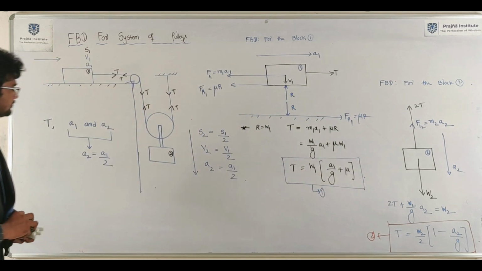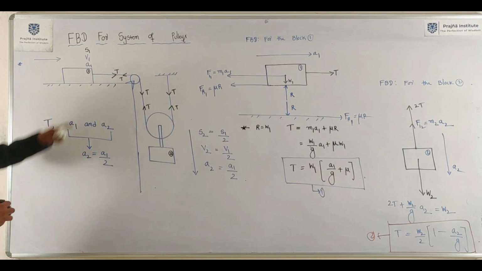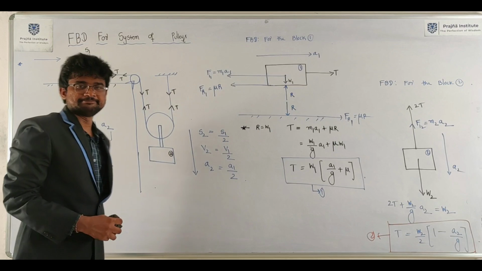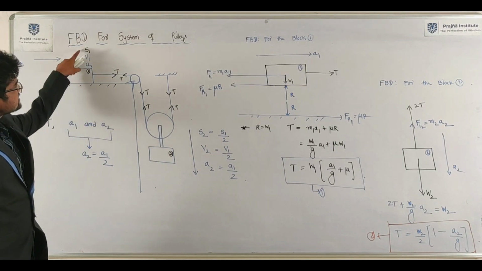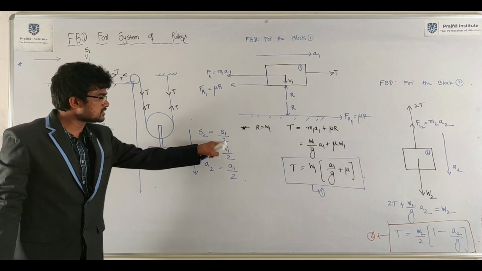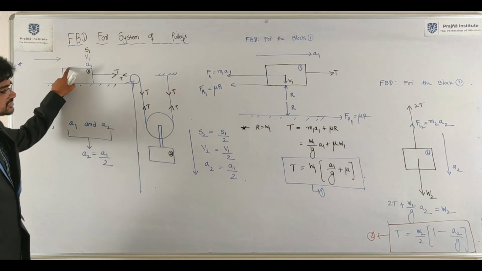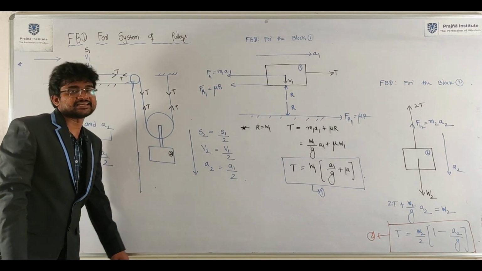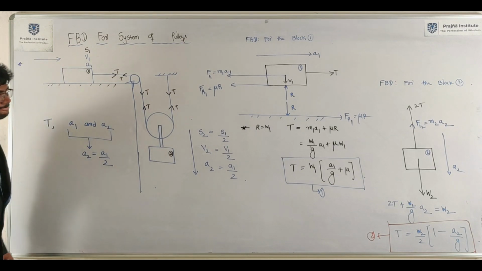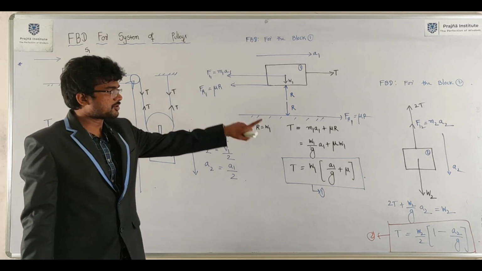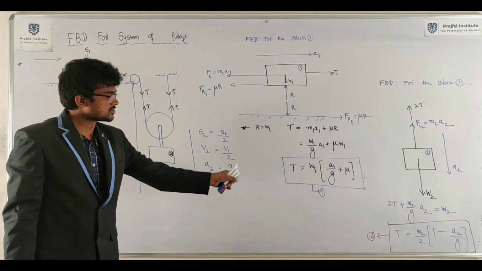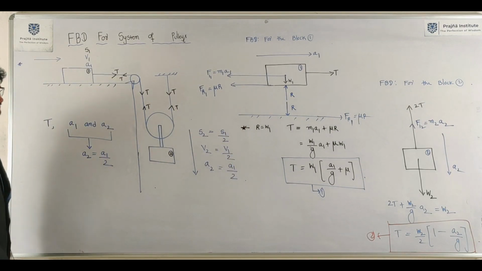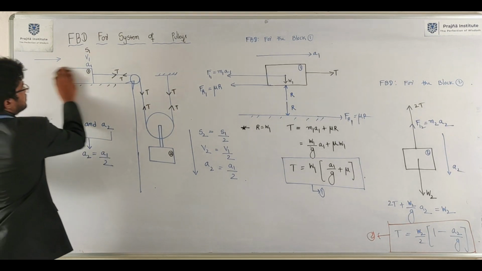Right, up to here. This point is very interesting actually. The distance moved by block 1 is S1, the distance moved by block 2 is S1 by 2. The relationship between the accelerations a1 and a2: draw free body diagram for two blocks, apply equilibrium equations, you will get two equations. Solve those two equations, you will get one. That's it.